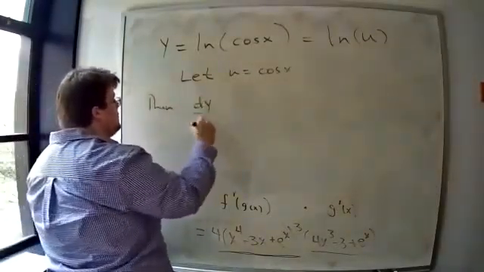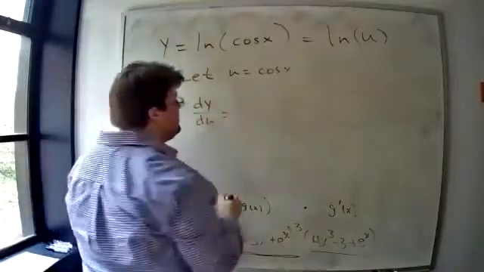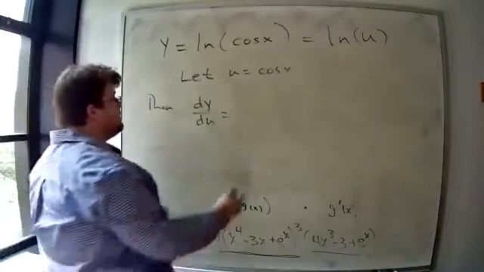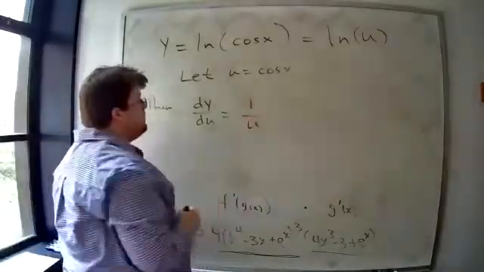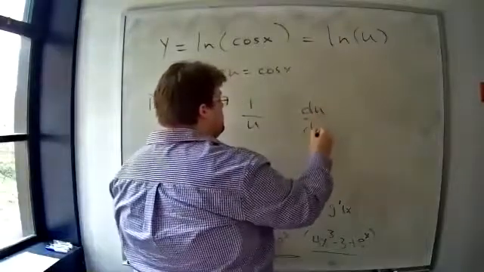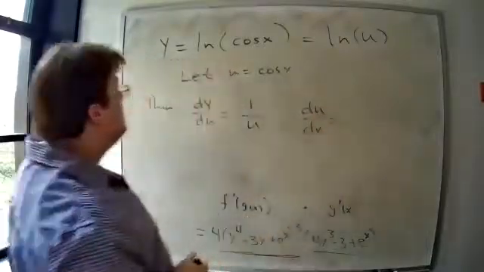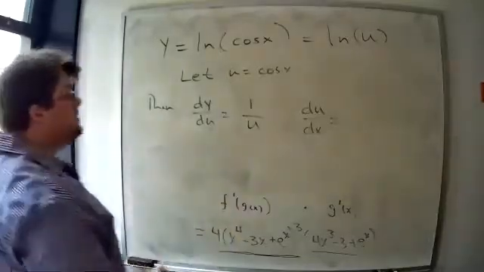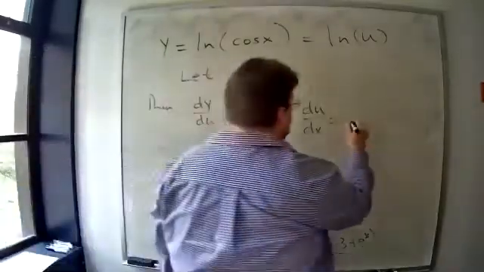Then we can take dy du and du dx using our derivative rules. Dy du here is 1 over u. Du dx: derivative of log u is 1 over u, and the derivative of cosine x is negative sine of x.